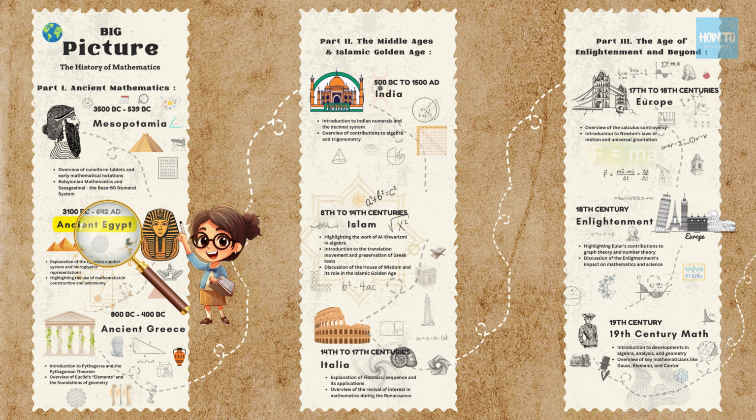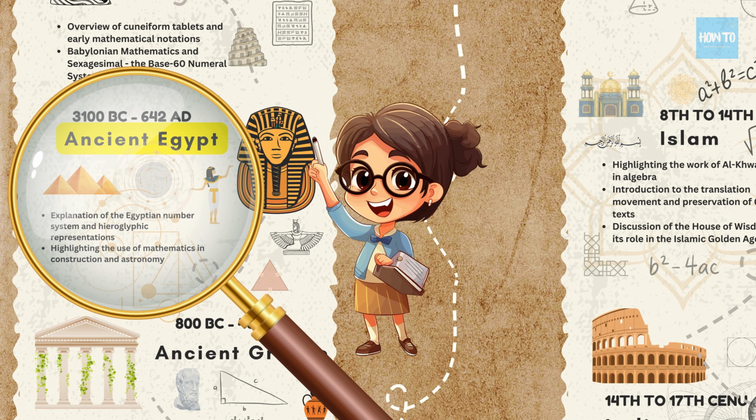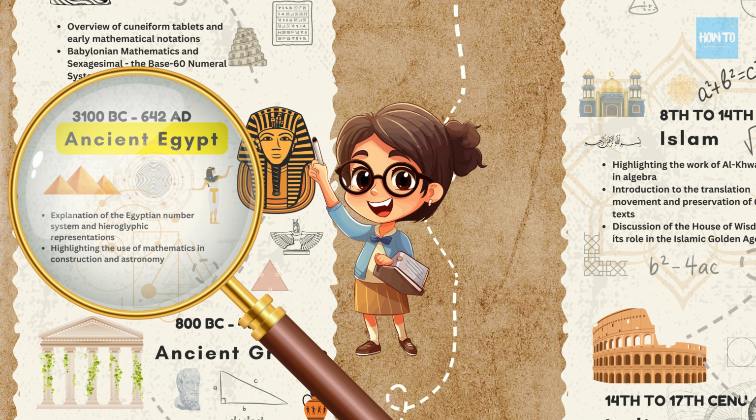Segment 2. Egyptian Mathematics. Journey to the land of the pyramids, where the Egyptian number system and hieroglyphic representations played a crucial role, not only in construction, but also in the study of the cosmos. The 2 main topics include 1. Explanation of the Egyptian number system and hieroglyphic representations. 2. Highlighting the use of mathematics in construction and astronomy.